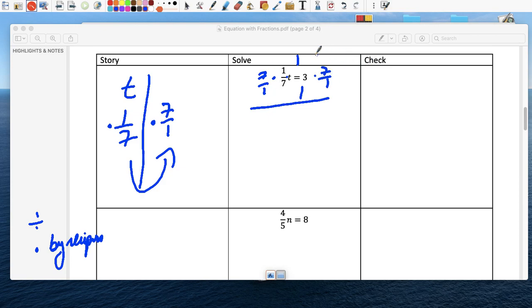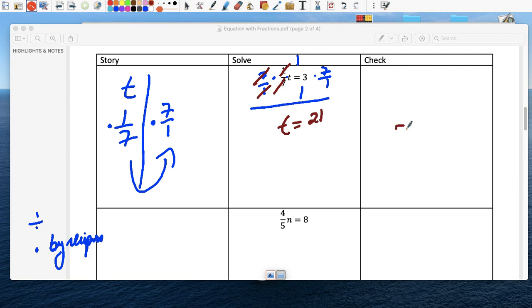Now 7 over 1 is just 7. So over here, we can simplify before we multiply. This 7 and this 7 cross, and this simplifies to 1. So I have T left over. And on the right side, what's 3 times 7 over 1? Well, 3 times 7 is 21, right?